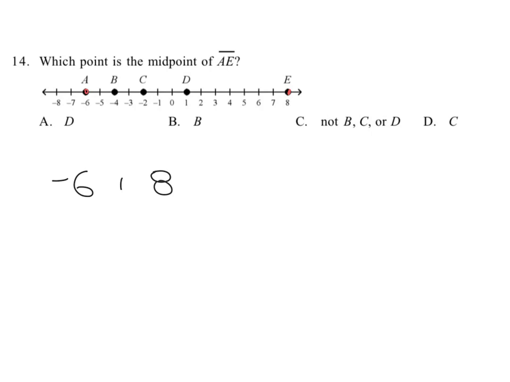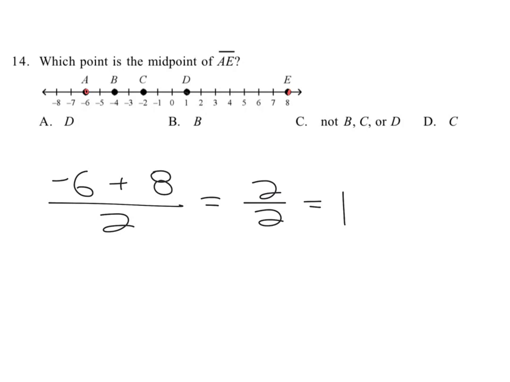How do you average something? You add it together, divide by 2. So what do we get when we add together -6 plus 8? -6 plus 8 is 2. And that's over 2. 2 divided by 2 is 1. So what's at 1? D is at 1.